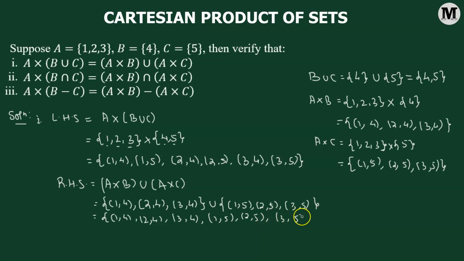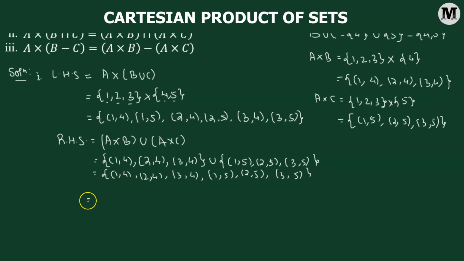Now when we compare the left hand side and right hand side, we immediately observe that the left hand side equals the right hand side. So this proves the problem. That means if we take the Cartesian product of A with B union C, this is going to be equals to the Cartesian product of A and B union with the Cartesian product of A and C.